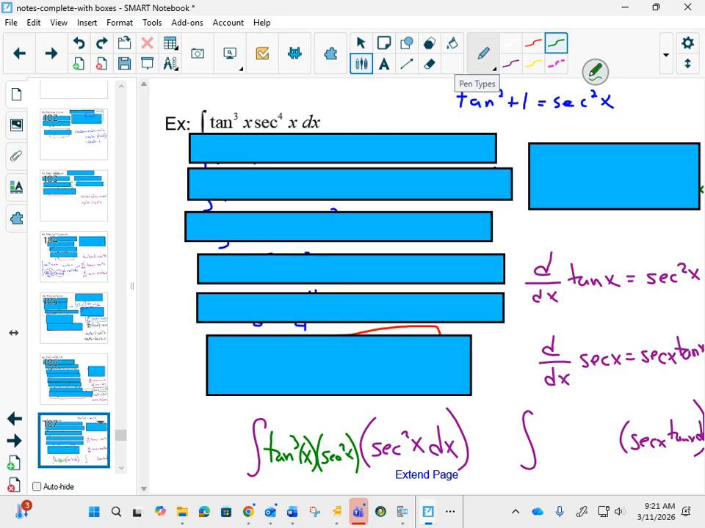I'd still have a tan cubed x, right? And I'd have a secant squared x. If I took the secant x tan x out, I would have a tan squared x, and I would have a secant cubed x. Correct?